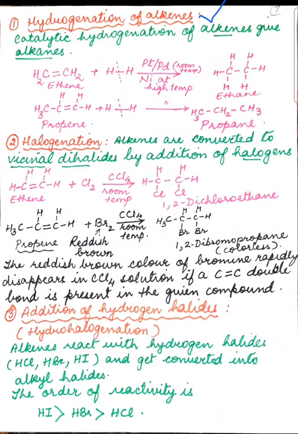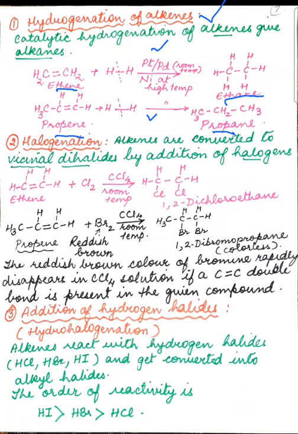That is, if you carry out the hydrogenation of ethene, it forms ethane in presence of a catalyst, that is either platinum, palladium, nickel at high temperature. Propene forms propane as a result of catalytic hydrogenation.